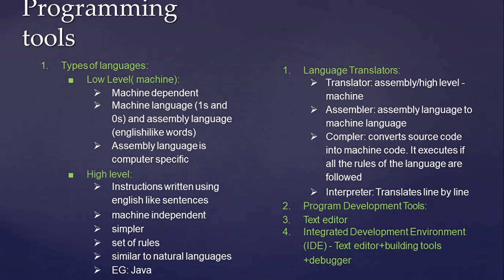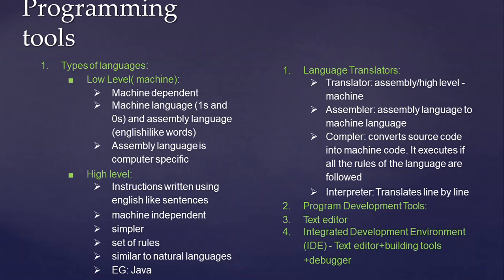Next are programming tools. There are two types of languages. One is the low level language and second is the high level language. The low level language is machine dependent, meaning it depends upon the machine and is binary, using only zeros and ones. Whereas high level languages, some examples of which include Java, Python, C++, etc., are machine independent. They are simpler and have a set of rules similar to natural languages. Instructions are written using English-like sentences, making it easier for us humans to comprehend.